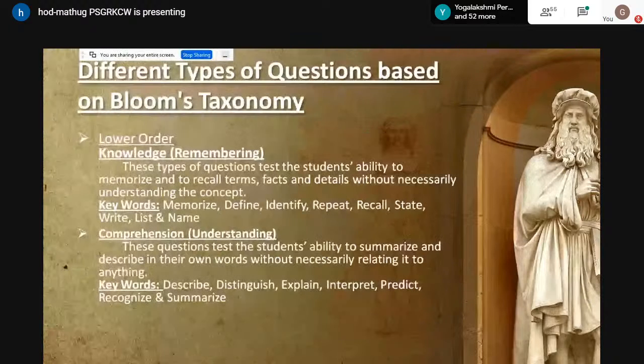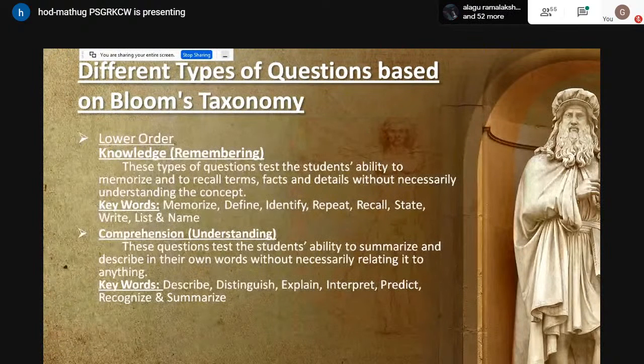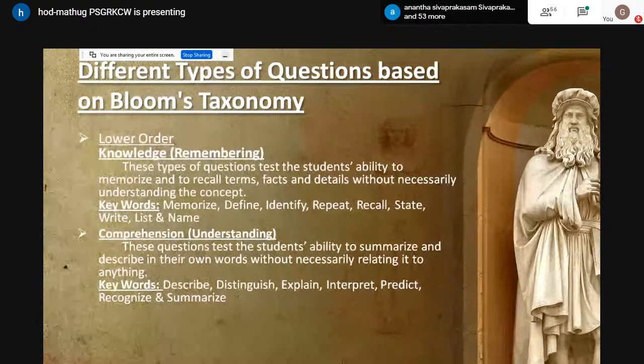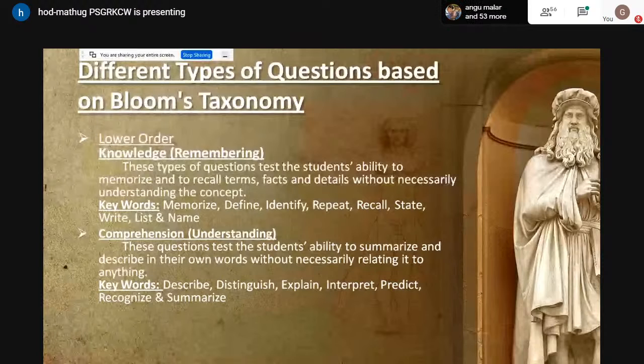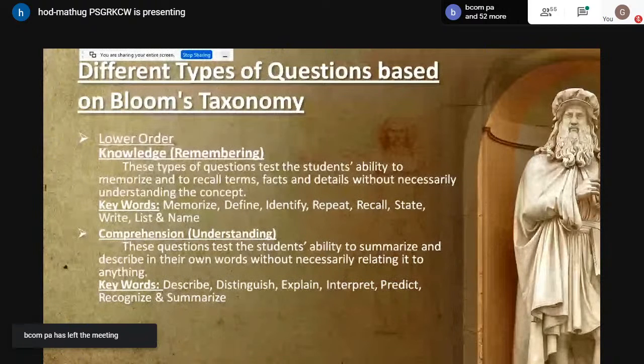So in the 6 cognitive levels, the lower order levels are knowledge, that is the remembering level, and comprehension, the understanding level. In the knowledge level, your questions will bring out what the student can memorize and how well he can recall the terms and facts. So here the keywords are memorize, define, identify, repeat, recall, state, write, list, and name.